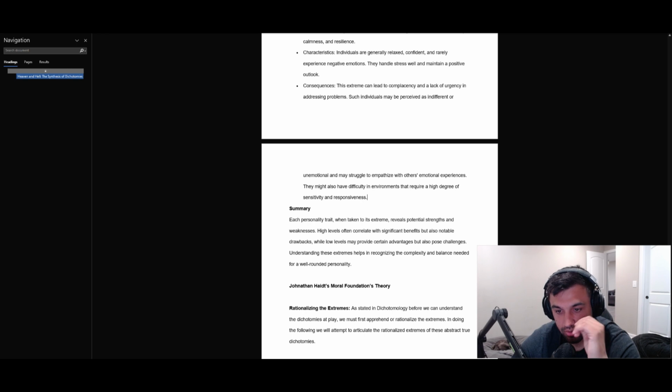So, a summary: each trait, when taken to extreme, reveals potential strengths and weaknesses. So it will have strengths and it will have weaknesses. High levels are often correlated with significant benefits, but also notable drawbacks, while low levels may provide certain advantages, but also pose challenges. Understanding these extremes helps recognize the complexity and balance needed for a well-rounded personality.